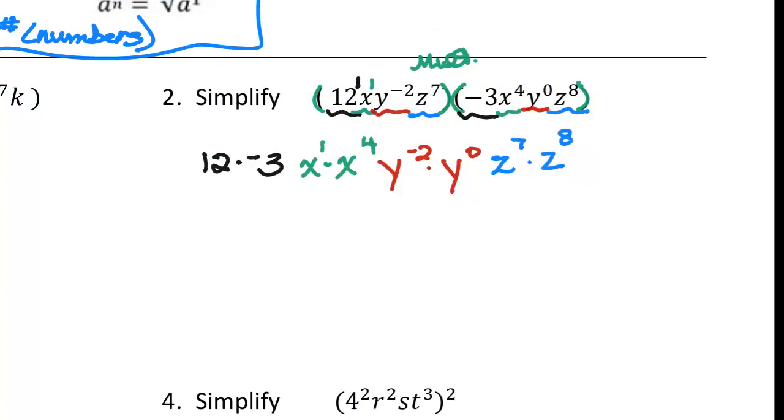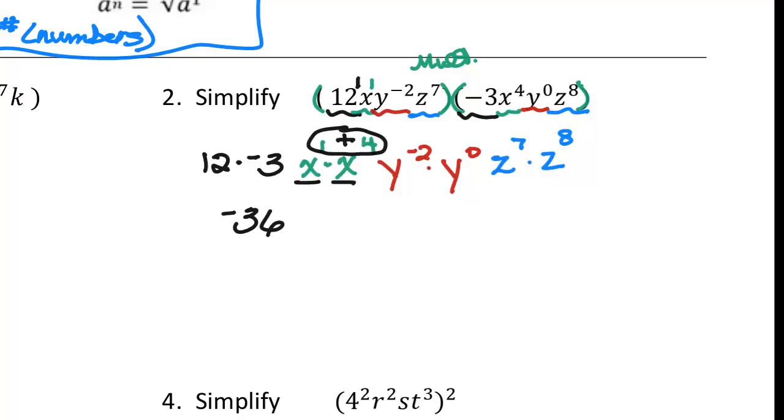I have grouped these like terms together by whether they are a coefficient or a power with the same base. We are multiplying. If you have coefficients, you just multiply those together. So 12 times negative 3 is negative 36. But when I have two powers that have the same base, I don't multiply, I add these together.